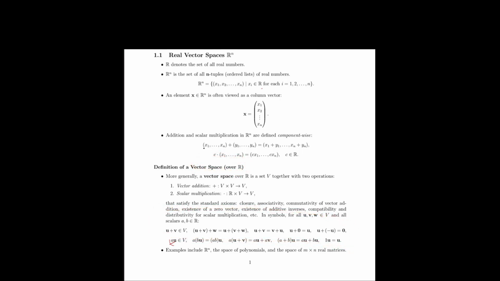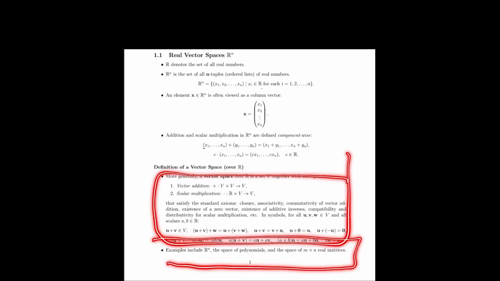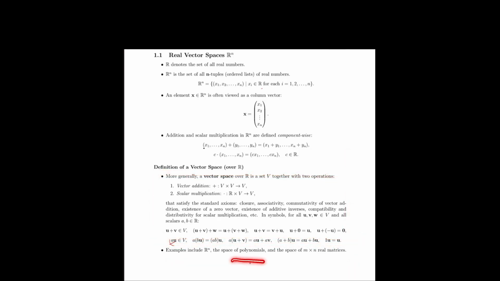So when we talk about the vector space, all these properties hold with regard to the operations of addition and scalar multiplication. What are examples of vector spaces with all these properties? Some are, for instance, polynomials. Another one is the space of m by n real matrices.